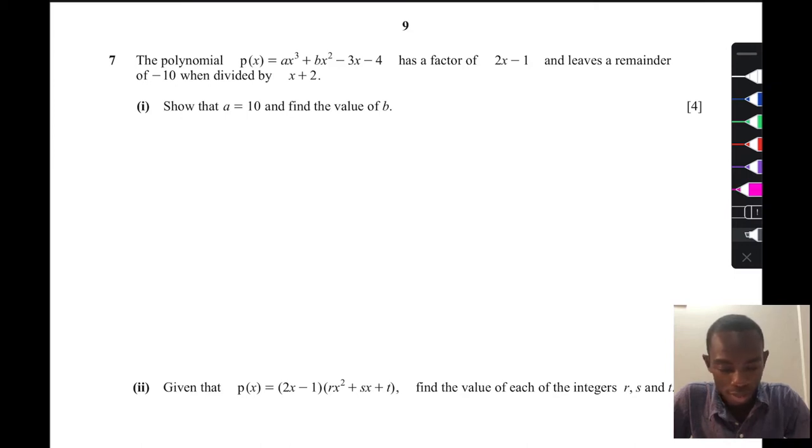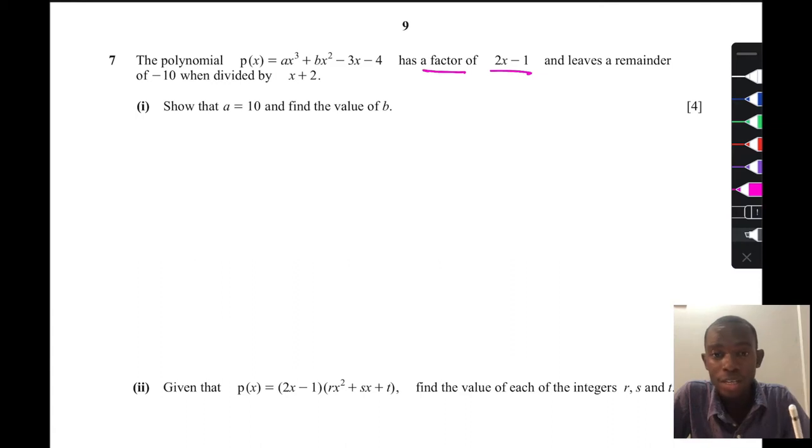We are told that the polynomial p of x is equal to ax cubed plus bx squared minus 3x minus 4 has a factor of 2x minus 1 and leaves a remainder of negative 10 when divided by x plus 2.